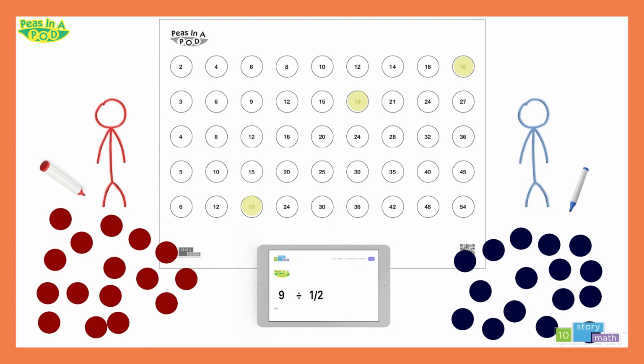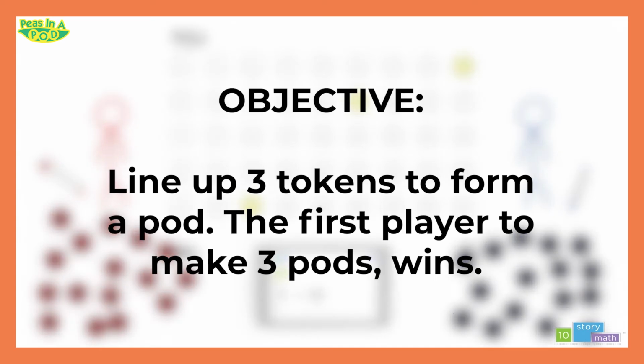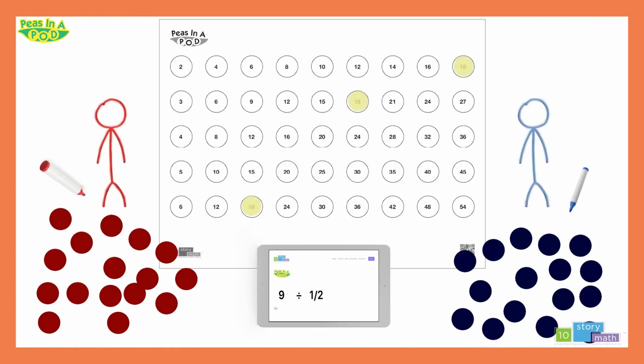In making that decision, it will be helpful to know the objective of the game. The objective of Peas in a Pod is to get 3 tokens of the same color in a row, either vertically, horizontally, or diagonally. When you get 3 peas in a row, that forms a pod. The first player to get 3 pods wins the game. The red player chooses to place their token on this 18 because that gives them the best chance to get 3 in a row. And now, it's the blue player's turn.